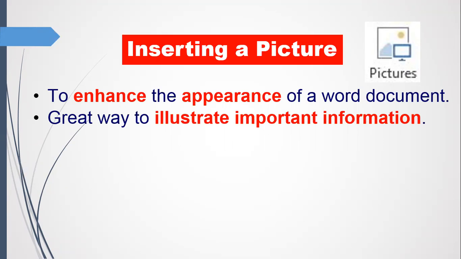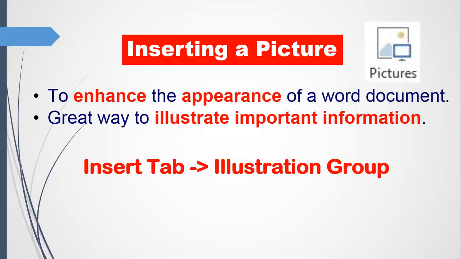So for example, if we want to display content related to a personality, instead of typing the name, we can just insert the picture of that person. For example, we insert the image of APJ Abdul Kalam, one of India's personalities, instead of just mentioning the name. So it looks very attractive. So these are the steps for how we can insert a picture.